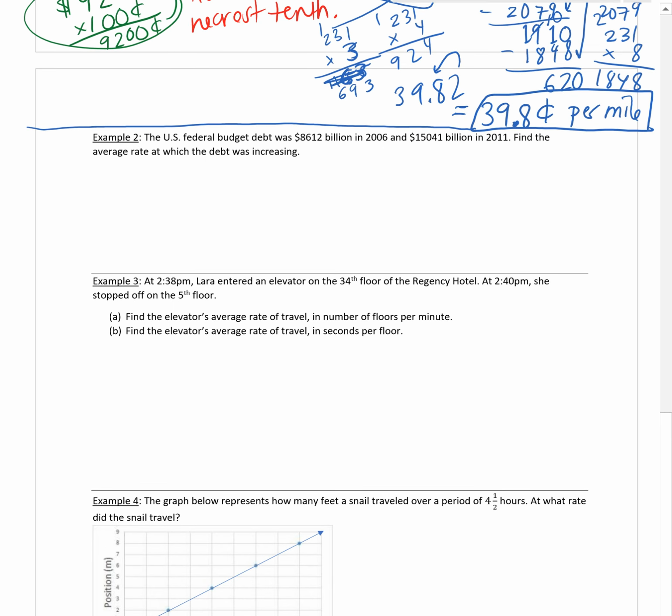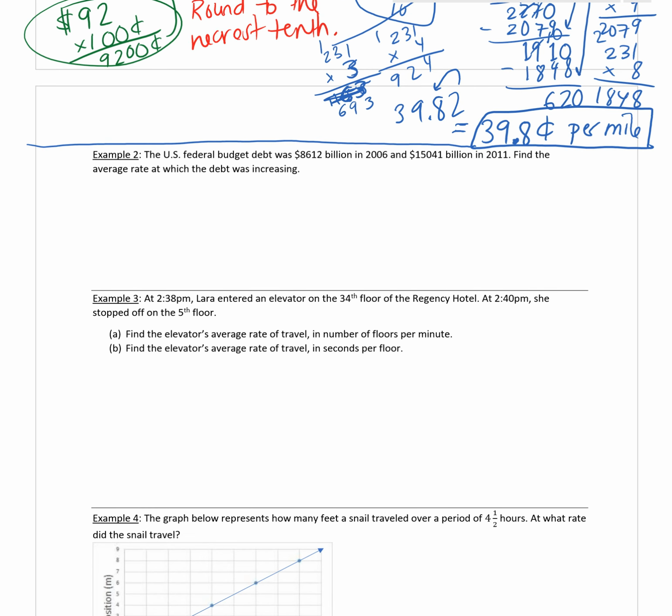Okay, let's try this next one here. Example 2. What are we talking about? It says the U.S. federal budget debt was $8,612 billion in 2006, and then $15,041 billion in 2011. Let's find the average rate at which the debt was increasing.